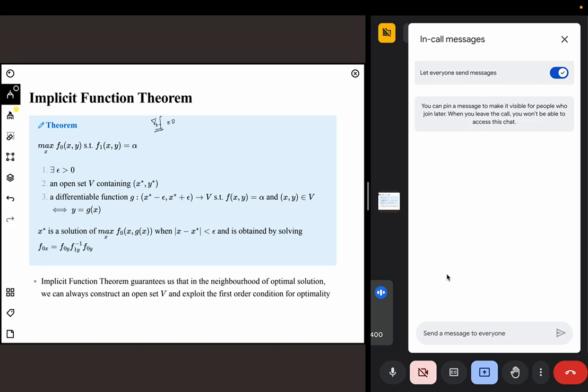So in order to make it an open set, we converted y in terms of x, then it becomes an open set, and then I can solve the problem using the first order optimality condition that is already established. That was what we were trying to do last week. This is different from that.